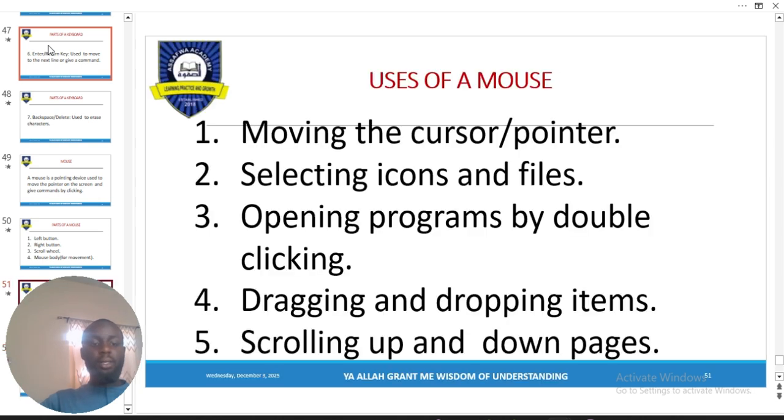So with this, I believe we have briefly explained the topics we have covered for this term.